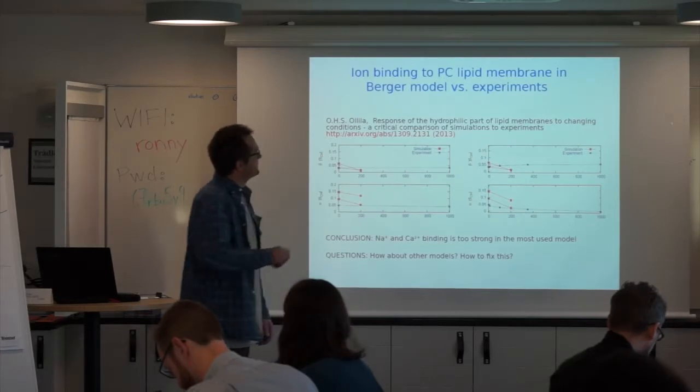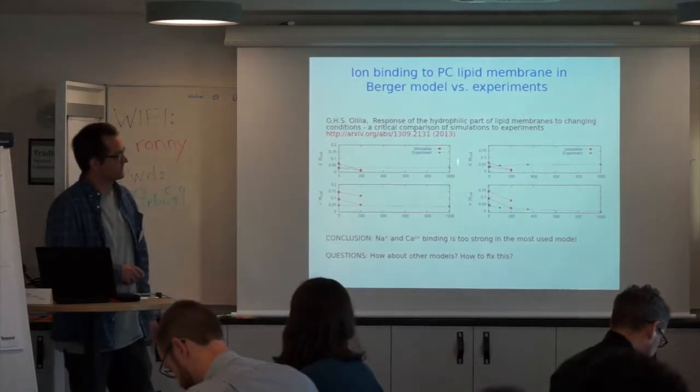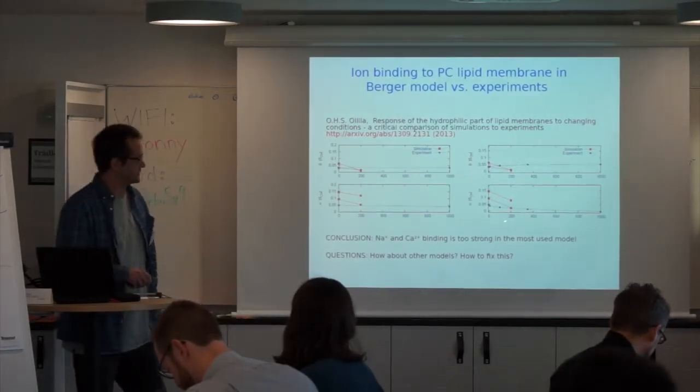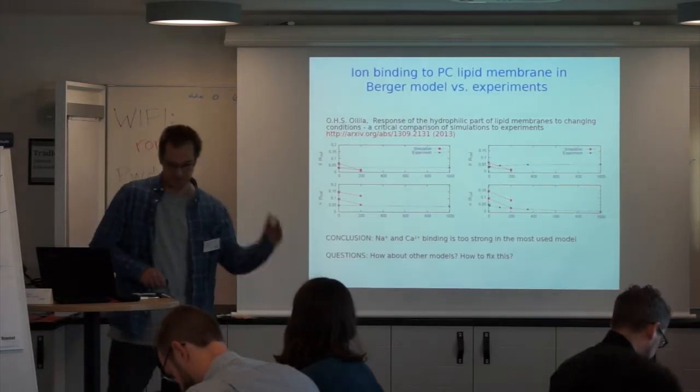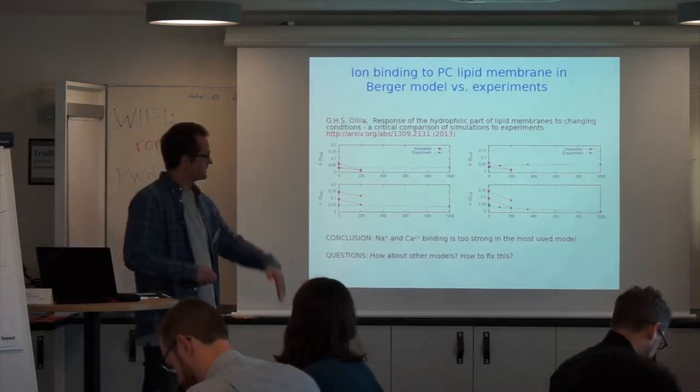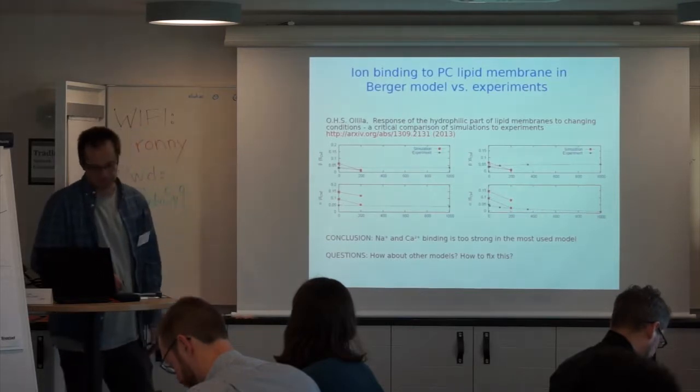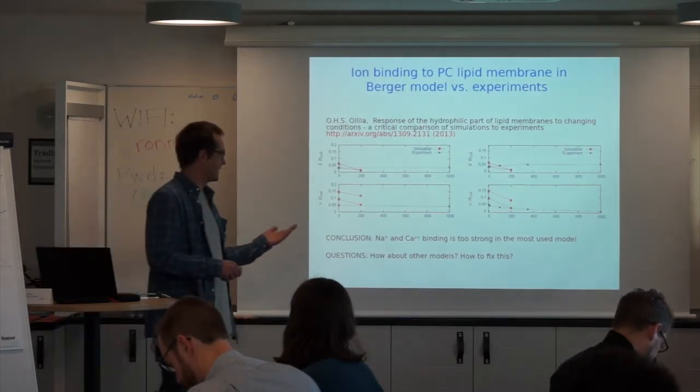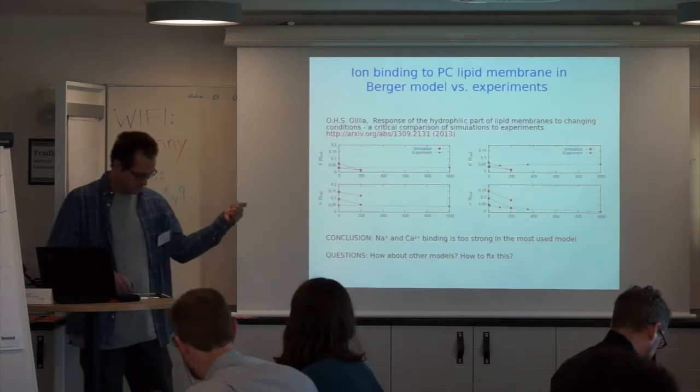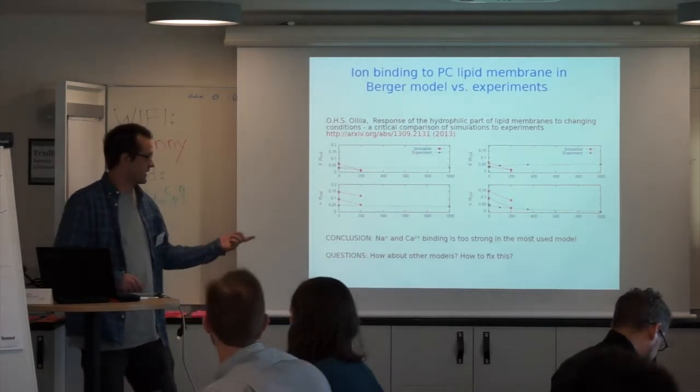So when I did this comparison to the Berger model, it was not very good. The figure is not very clear, but for me it was enough to say that the binding is too strong, so the cations are binding too strongly. So what I learned is that this Berger model is not very good for the head group, its ion binding is not good.